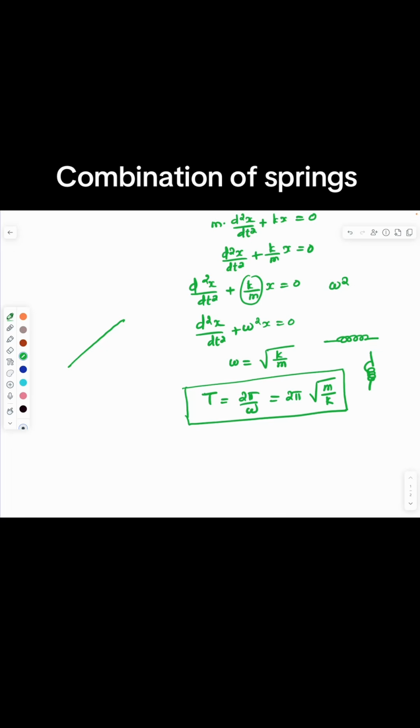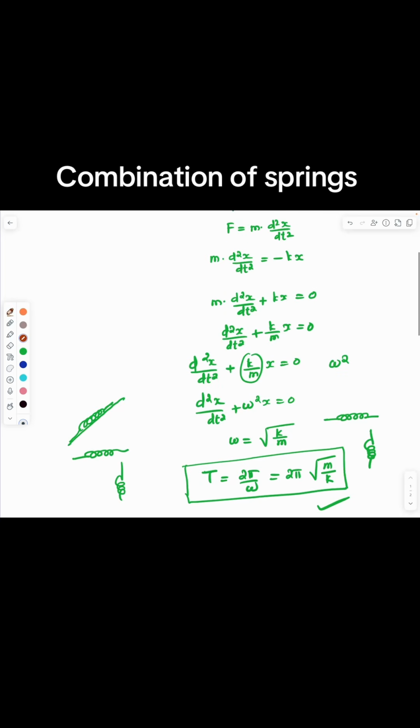So if the spring is this way, or the spring is horizontal, or the spring is vertical, the time period remains the same as long as the mass and k remain the same. So the only thing which changes will be the extension. F is negative kx. So here F will be mg sine theta. So that's the only thing which will change when the spring is on the inclined plane.